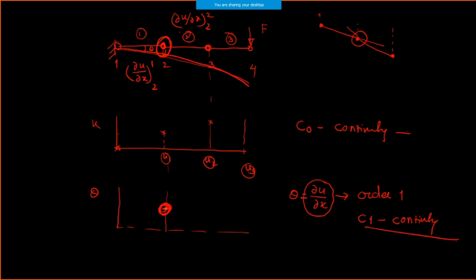Otherwise, what will happen? Here I will get a theta 1 somewhere, and here I will get a theta 2, and that may not match. These tangents, if they are not matching, I will not get proper smoothness, and that may cause a failure. This type of continuity is also most important in FEA analysis.